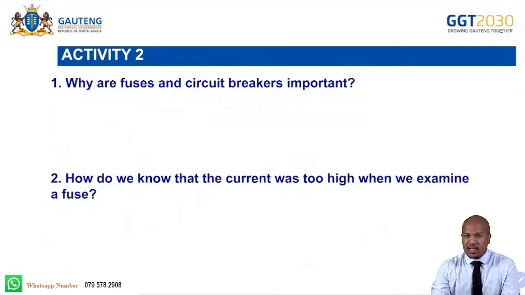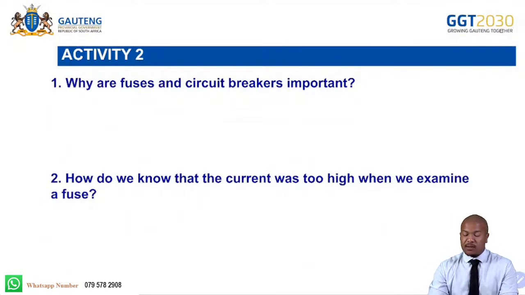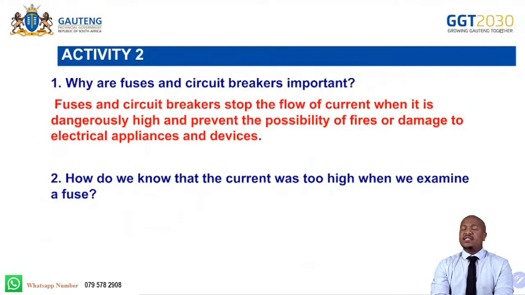Now let's look at the solutions. Number 1 was asking, why are fuses and circuit breakers important? Fuses and circuit breakers stop the flow of current when it is dangerously high, when it is too high for the circuit. And they prevent the possibility of fires or damage to electrical appliances and devices.